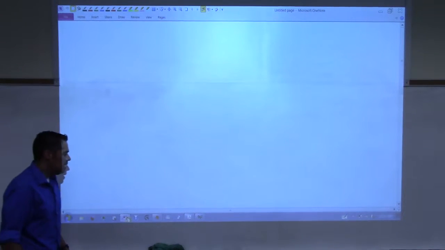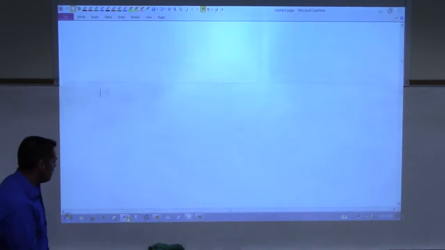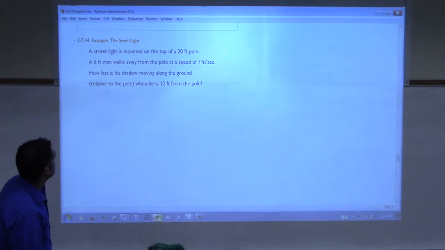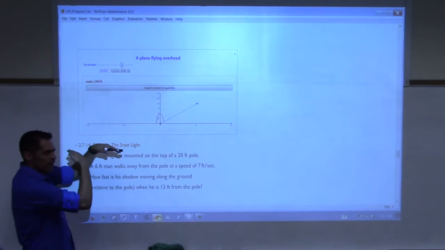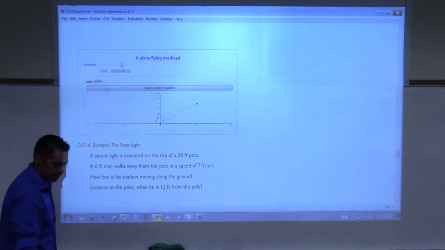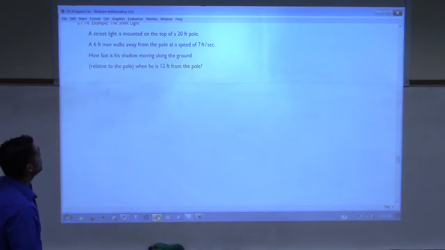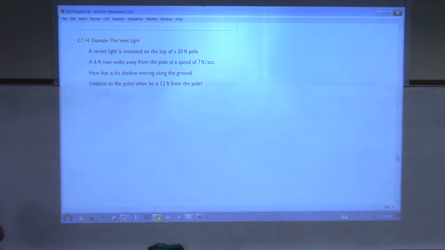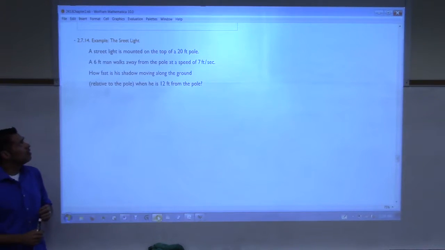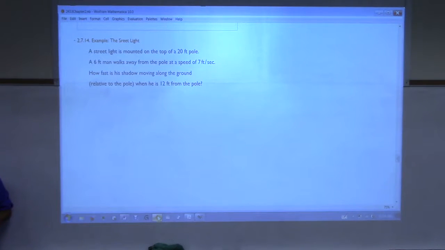All right, well, today we're going to continue with where we left off, which was the related rates. We did finish the problem with the plane flying overhead, and we were trying to find the rate at which the angle was changing. All right, so the next one on our list, and we're going to try and do this one without the picture, is a street light that is mounted on the top of a 20-foot pole. You've got a man that's walking away from the pole at a speed of 7 feet per second. We want to know how fast his shadow is moving along the ground relative to the pole when he's 12 feet from the pole. So that's what you would be given on the test.